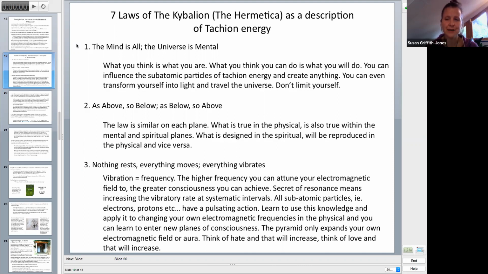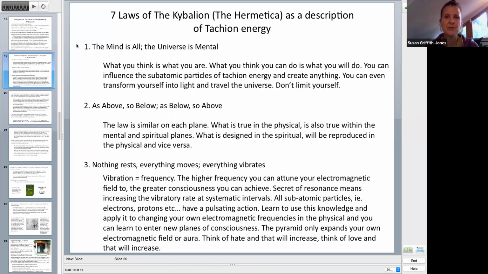We've already talked about this numerous times. What you think you can do is what you will do. You can influence the subatomic particles of tachyon energy and create anything. You can even transform yourself into light and travel the universe. Don't limit yourself. As above, so below, as below, so above.